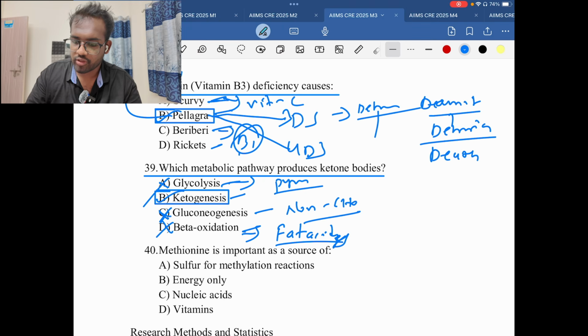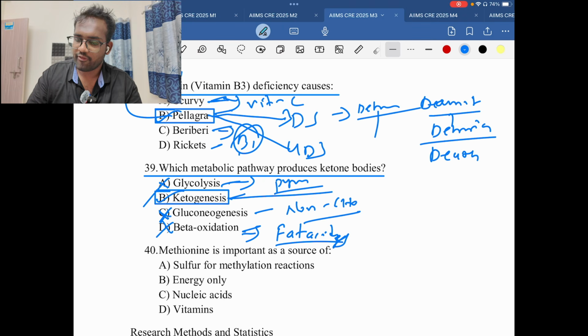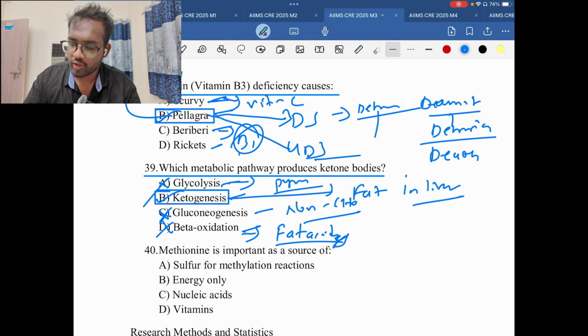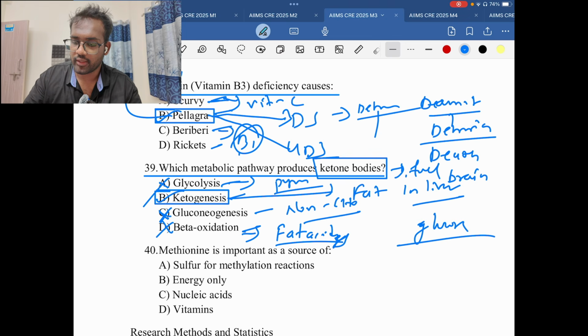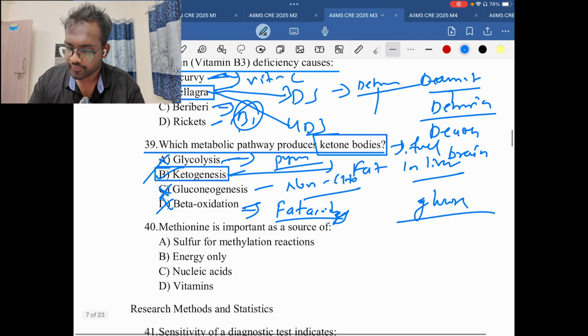Ketogenesis is nothing but the production of ketones from fat in the liver. So it produces ketone bodies. The liver produces ketone bodies, and these ketone bodies act as fuel for the brain in the absence of glucose. Always remember that. It's very important. They will ask what ketone bodies are, what ketogenesis is, and what a ketogenic diet is. Always remember that.